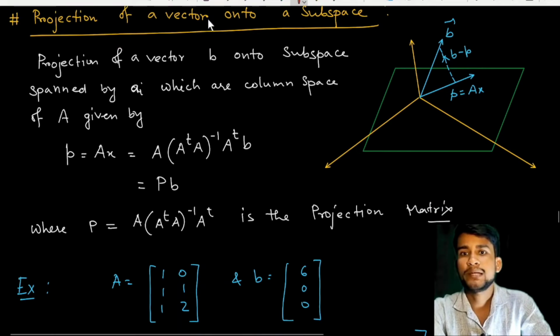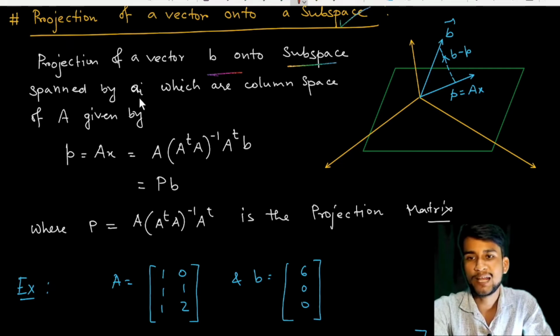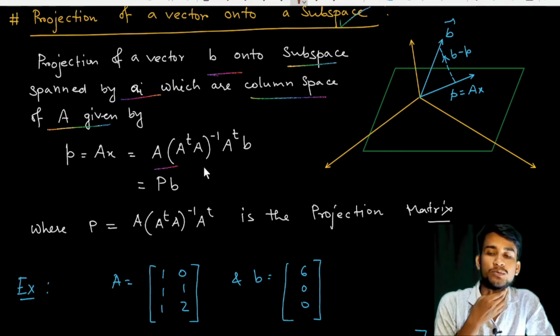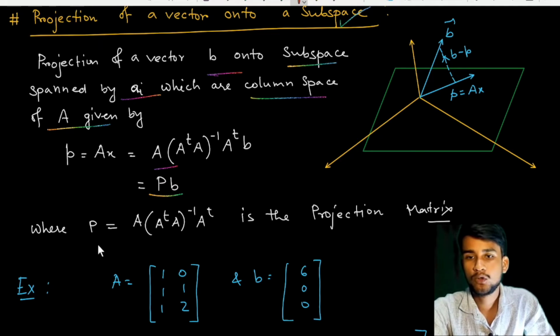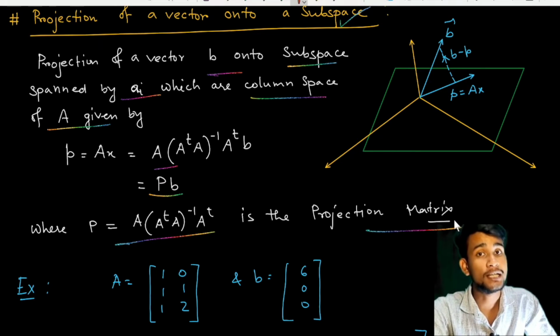So, projection of a vector onto a subspace. Projection of a vector B onto a subspace spanned by the columns of a matrix A: P equals AX, which is equal to A (A transpose A) inverse A transpose B, and this is equal to PB. So P equal to A (A transpose A) inverse A transpose is the projection matrix.